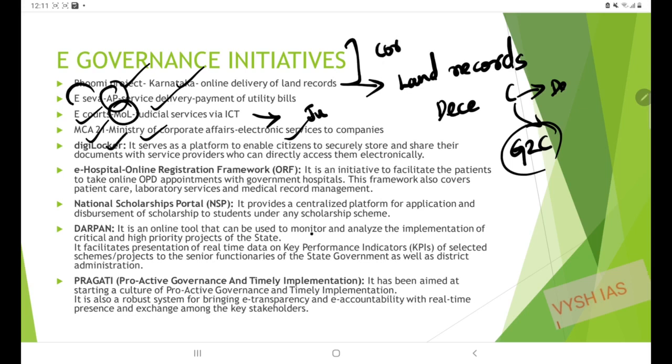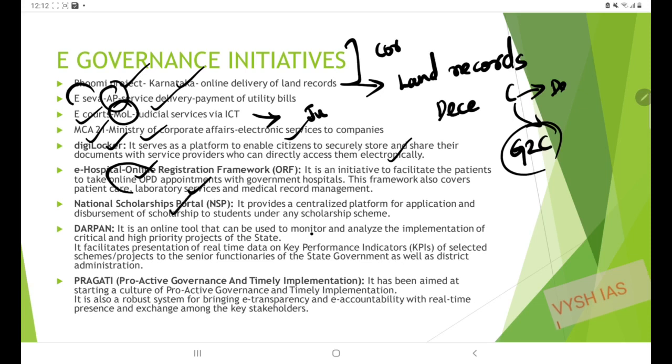Then DigiLocker, to safely preserve our documents. Okay, it is a safe place so that we can preserve our certificate kind of things, and we can access them electronically also. Okay, then e-hospital online registration framework. What is this? It is an initiative so that the patients can take online OPD appointments. They don't have to go and wait in the hospitals in the long queue. They can just book it online, and it covers laboratory services also. If we need any blood test also, that can be done.